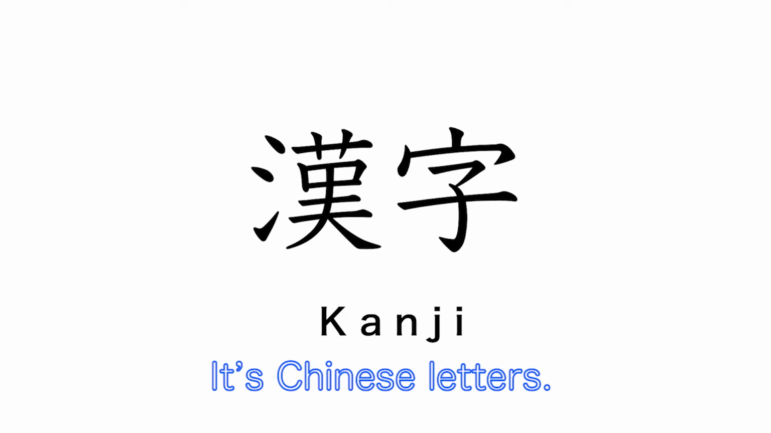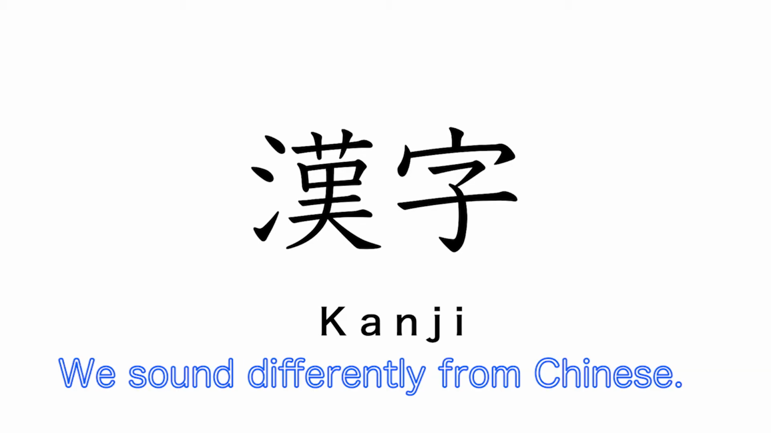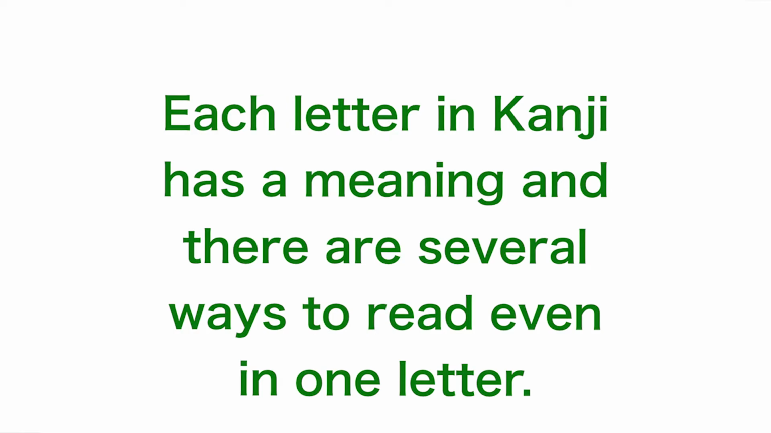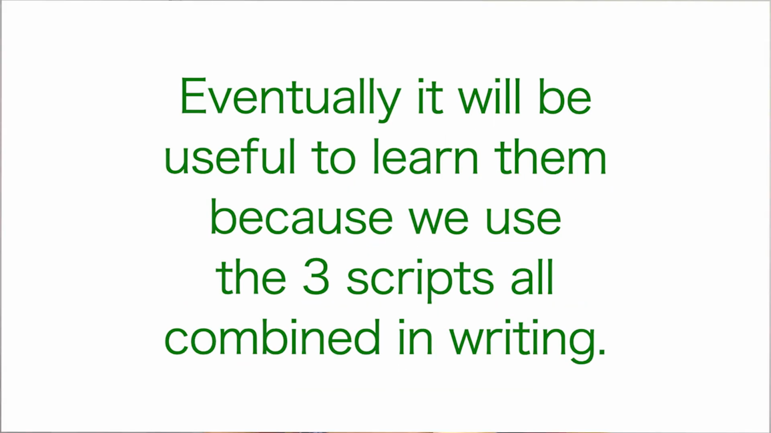The third script we use is kanji, which is Chinese letters. We pronounce them differently from Chinese, and there are thousands. Even Japanese native speakers don't know all of the kanji. Each letter has a meaning, and also there are several ways to read even one letter. Eventually, it will be useful to learn them because we use the 3 scripts all combined in writing.